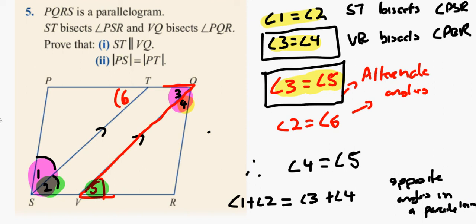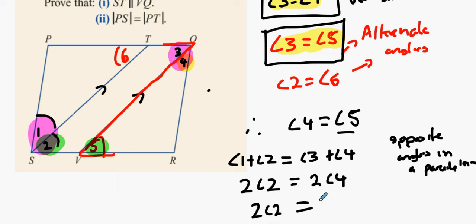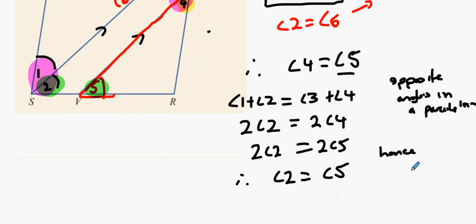Okay. Now, because the parallelogram bisects them, what we can next say is that this is 2 times angle 2, because angle 1 equals angle 2, and vice versa, this is 2 times angle 4, and 2 times angle 4 equals 2 times angle 5. Therefore, angle 2 equals angle 5, hence the two lines are parallel to each other, so hence QV and TS are parallel.